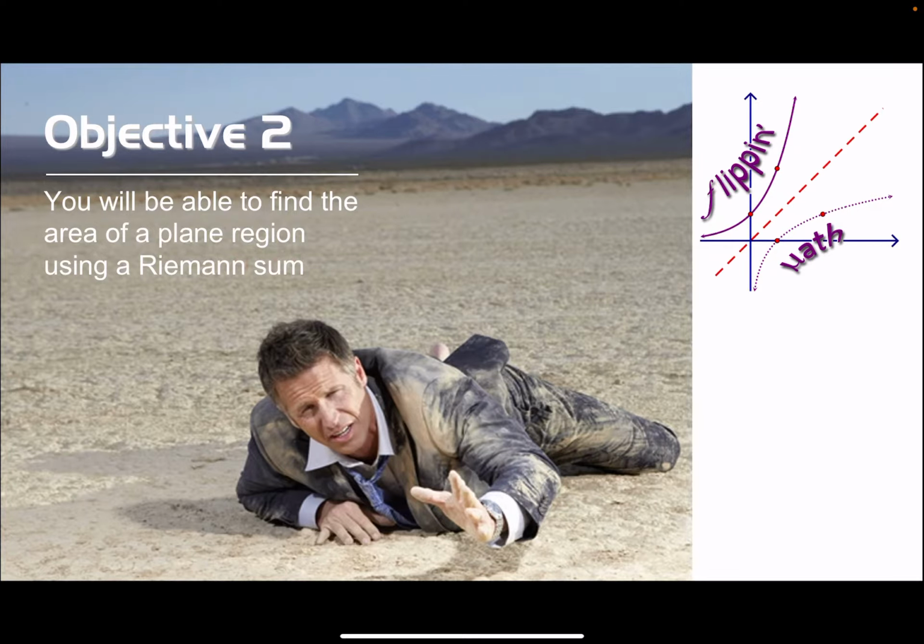The image here of this totally exhausted guy in the desert just wanting a glass of water refers to the method that we use to find the area of that plane region, called exhaustion.